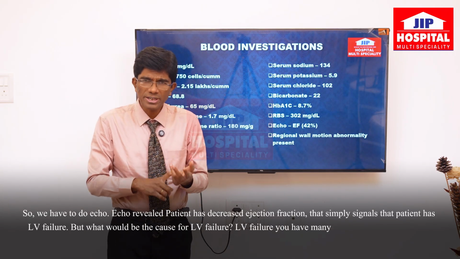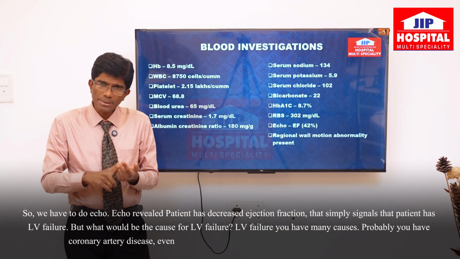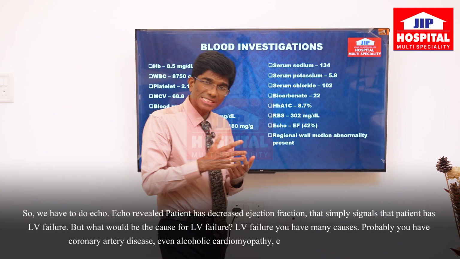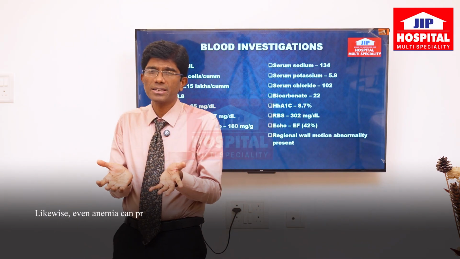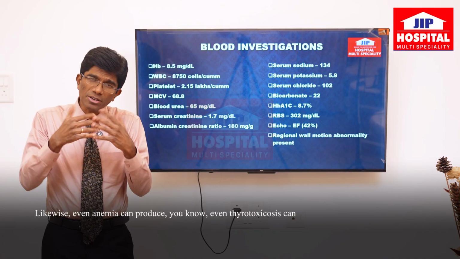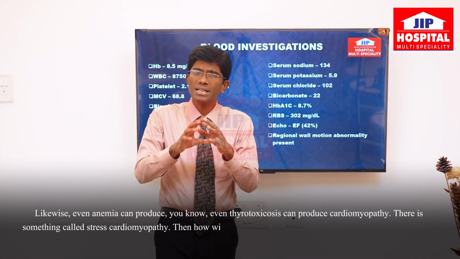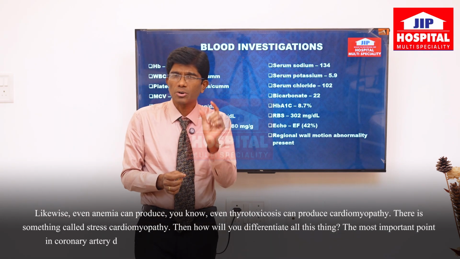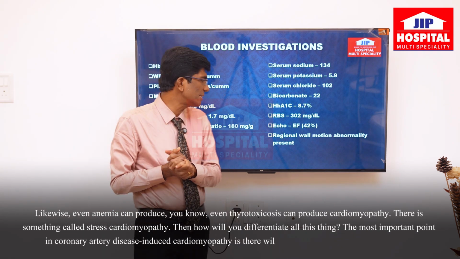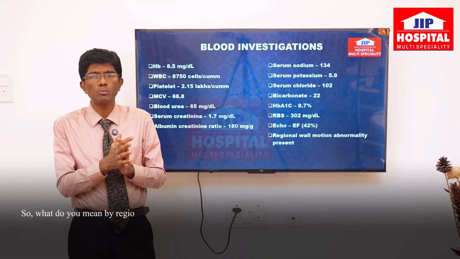Probably you have coronary artery disease, even alcoholic cardiomyopathy, even ischemic cardiomyopathy, even sepsis can produce global dysfunction. Likewise, even anemia can produce it, even thyrotoxicosis can produce cardiomyopathy. There is something called stress cardiomyopathy. Then how will you differentiate all these things? The most important point in coronary artery disease induced cardiomyopathy is that there will be regional wall motion abnormality. So what do you mean by regional wall motion abnormality?